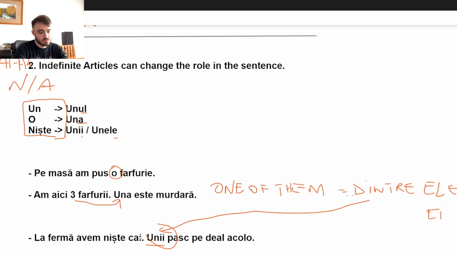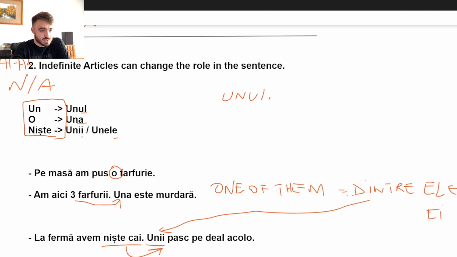Unii pasc pe de acolo. So basically, what am I saying with unii here? I'm saying that some of them, some of the horses are grazing over there on the hill. That's it. It's not a very difficult topic. It's just that you have to be aware that if you use unii, una, unele, you need to kind of know what has been talked about already, because you could say una, unul, when you refer to, let's write it here.